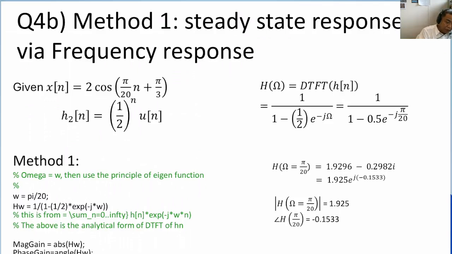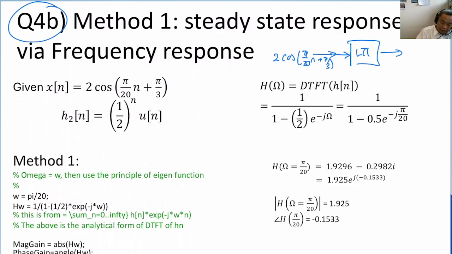This is Q4b. In this example, again, we are sending a cosine, 2 cosine pi over 20n plus a phase shift pi over 3 into an LTI system. And in this case, different to the previous example, the LTI system h of n is an infinite impulse response described by this equation here.